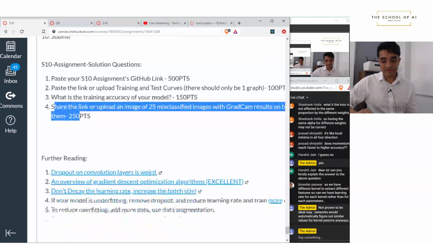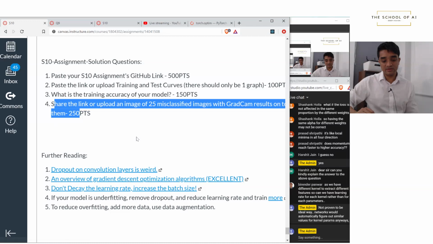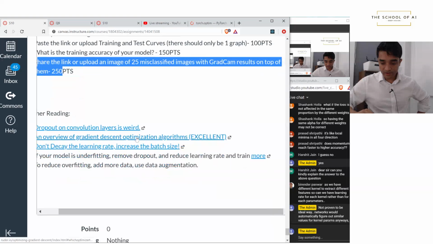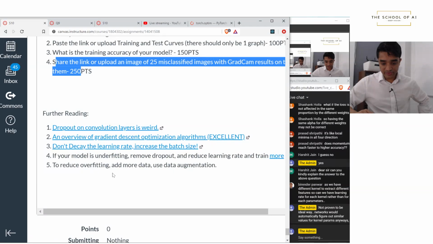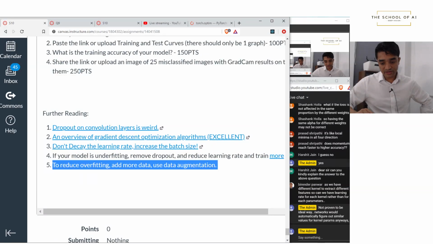Please realize that. Further readings, these are some of the other URLs I'd like you to go through. Okay, now further reading. To reduce overfitting, add more data, use data augmentation, right? I'd like you to search on this and see what you learn through that.